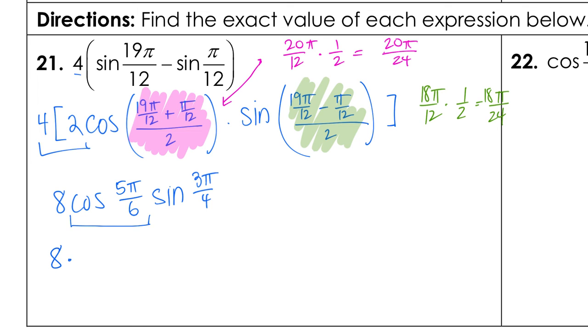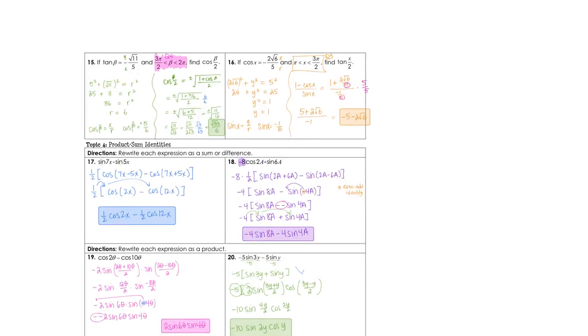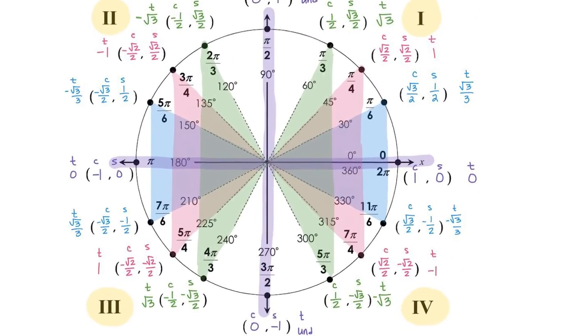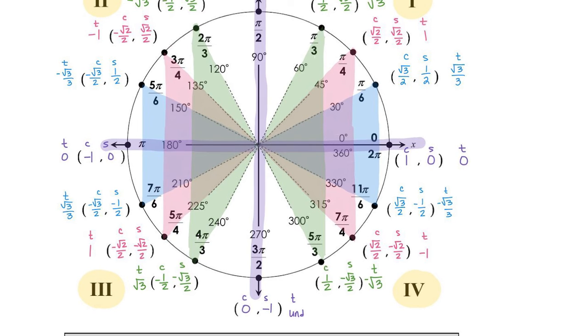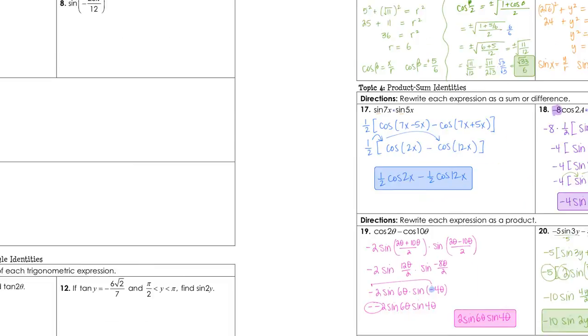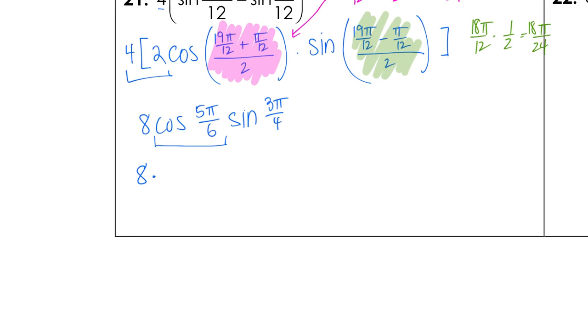So cosine of 5 pi over 6, let's look at our unit circle. So here's 5 pi over 6. Cosine is negative square root of 3 over 2. We also need to know what the sine of 3 pi over 4 is, so here's that. Sine is positive square root of 2 over 2. So we're going to fill those in. So negative square root 3 over 2 times positive square root 2 over 2.